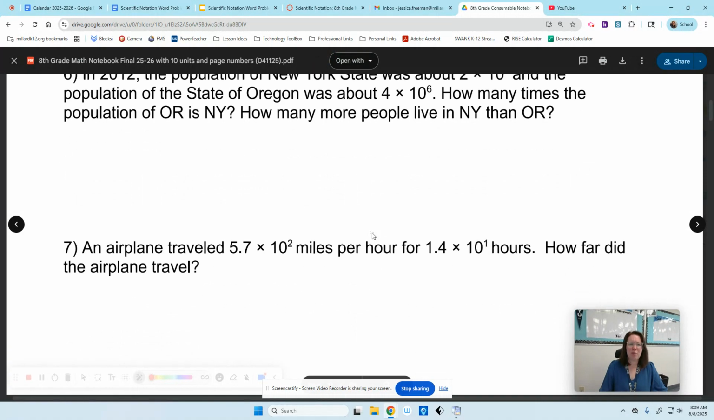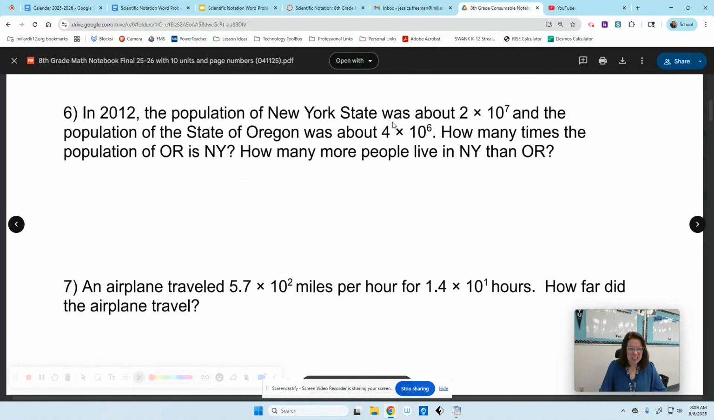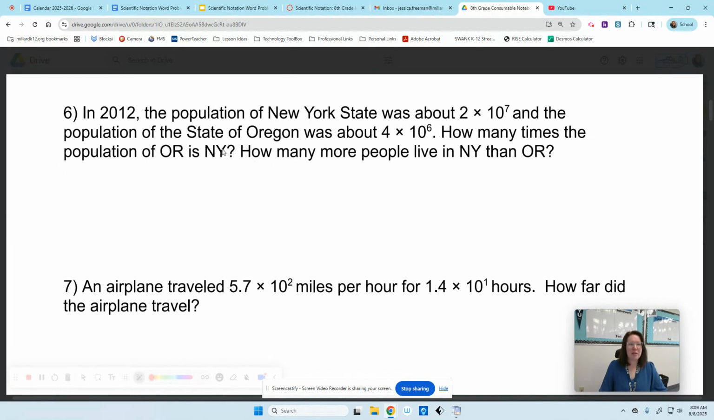In 2012, the population of New York State was about this much, and the population of the state of Oregon, so not California, was about this much. How many times the population of Oregon is New York? So how many times could we fit Oregon, the population, not the land mass, but the amount of people living in Oregon, into the amount of people who live in New York? And how many more people live in New York than Oregon?